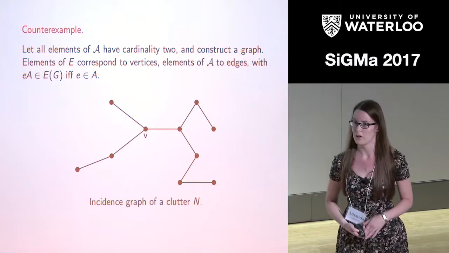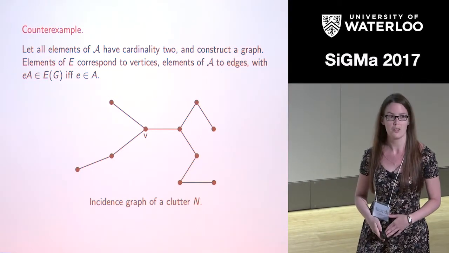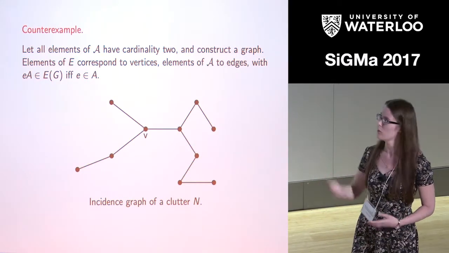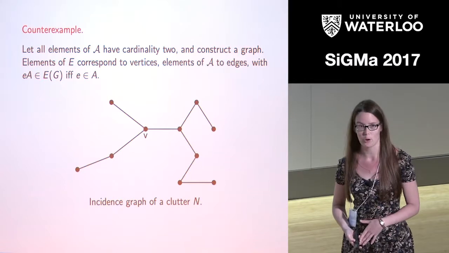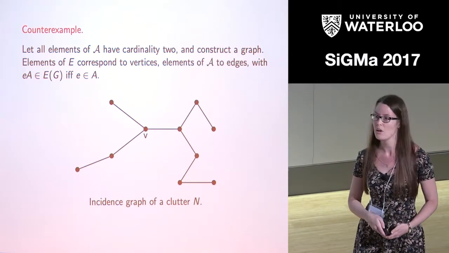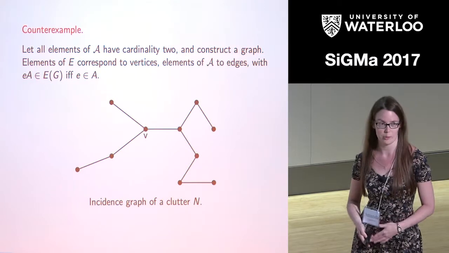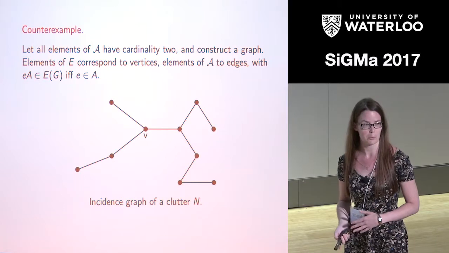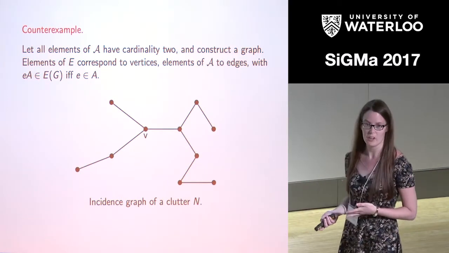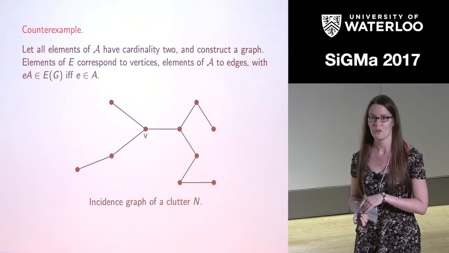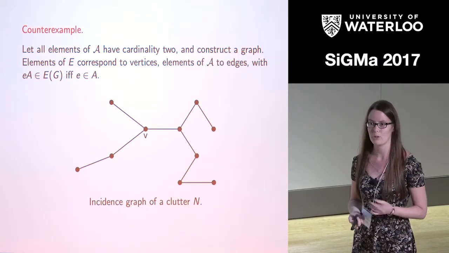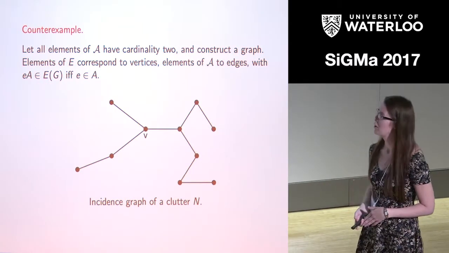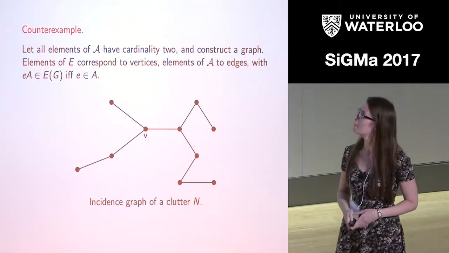So this is for a clutter where all of the subsets have cardinality 2, and that means I can represent the clutter as a graph, like I've drawn here. So my vertices of the graph correspond to the elements of the set E, and the edges of the graph correspond to the subsets of the clutter. And then the incidence relation is exactly what you'd guess it would be. I have an edge going to a vertex if and only if the element represented by the vertex is inside the subset represented by the edge. So it's just the incidence graph.